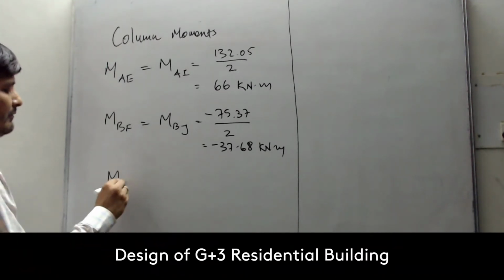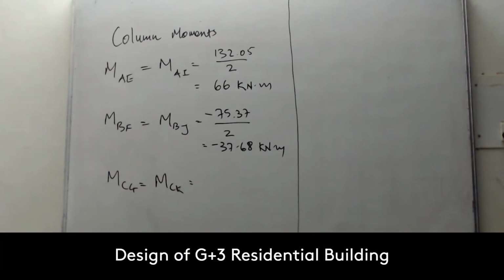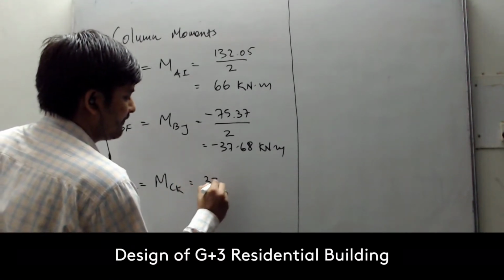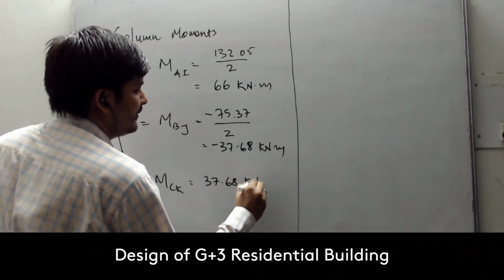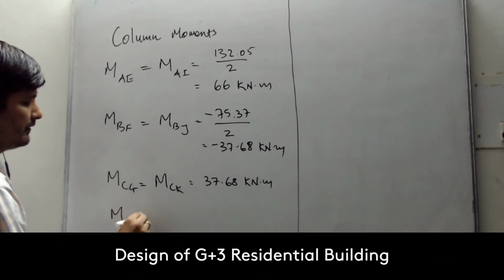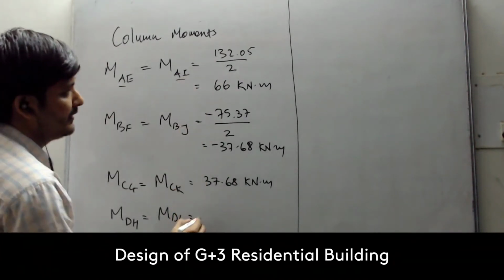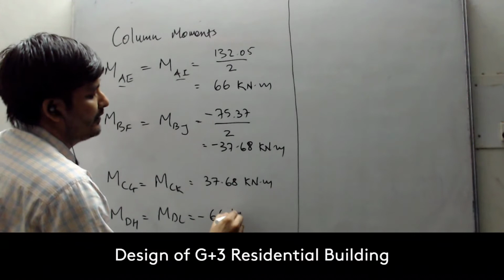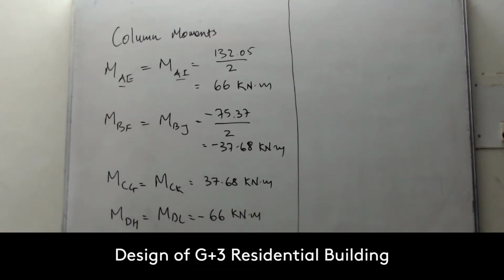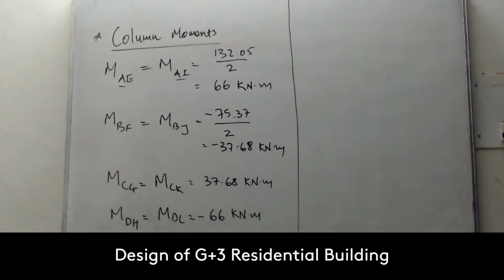After that we have moment in CG and CK. It is equal to BF and BJ with opposite sign. So 37.68 kilonewton meter. And the last we have moment in DH and DL. It is equal to AE and AI with opposite sign. So minus 66 kilonewton meter. So these are the column moments that we have got and noted down. This is coming from the moment distribution table that we prepared in the previous session.